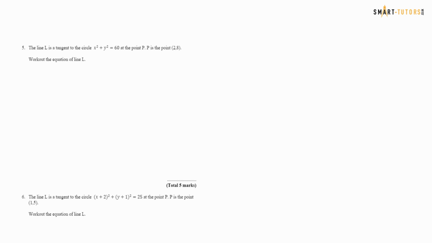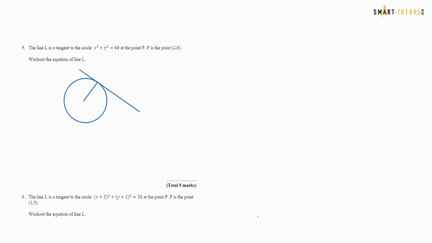So let's look at question number 5. The line L is a tangent to the circle x squared plus y squared equals 68. At the point (2, 8), they are drawing a tangent. Work out the equation of the line L. So let's quickly draw a circle and a tangent line. The tangent line is here, and let's assume this is the center and this is the point P.